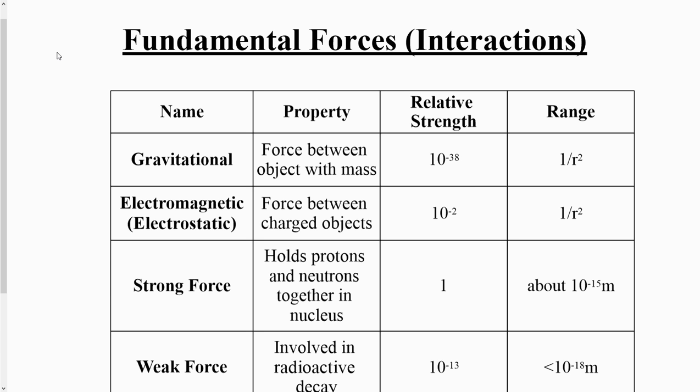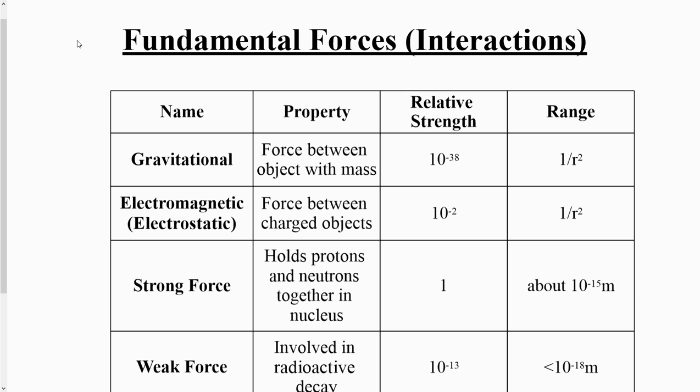Next one is the electromagnetic or the electrostatic force. It's also a force we are familiar with, Fe equals k q1 q2 over r squared. The difference with that force is it can be attractive or repulsive. Then we have a strong force, that's the one that's going to hold the neutrons and protons together in the nucleus of an atom. And then we also have a weak force.